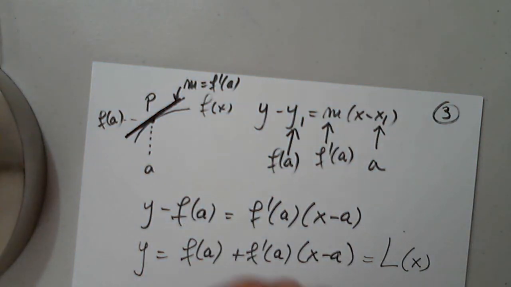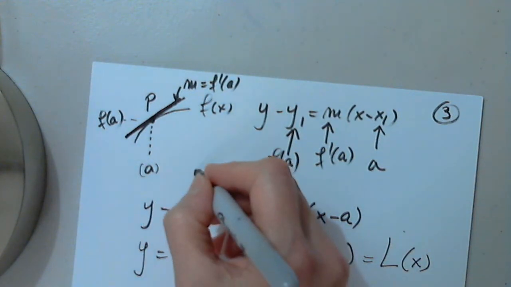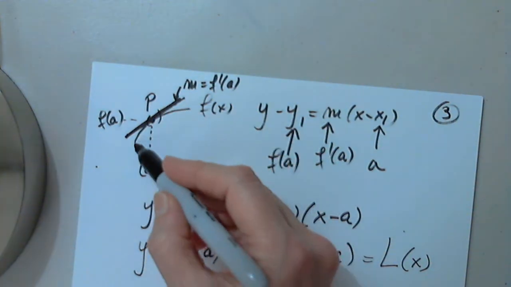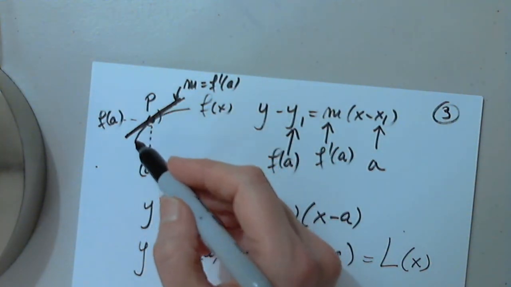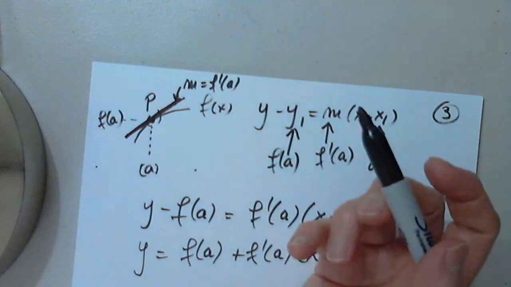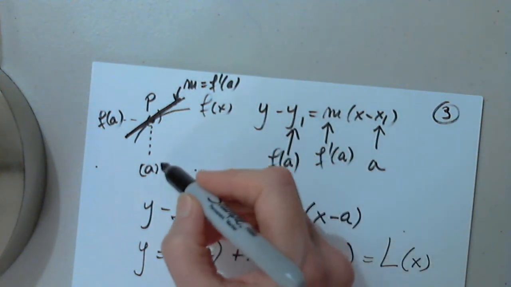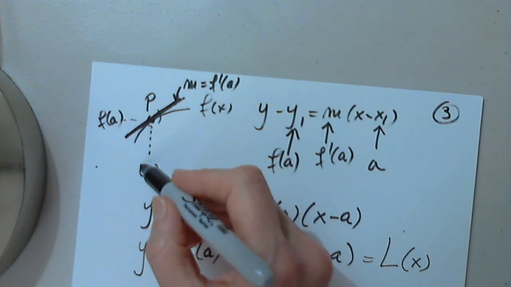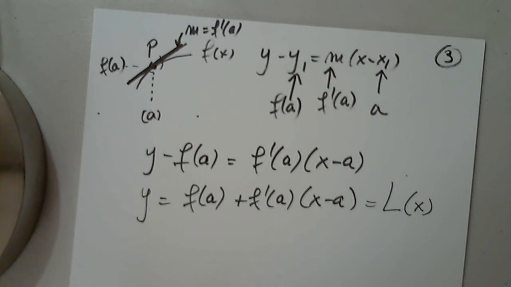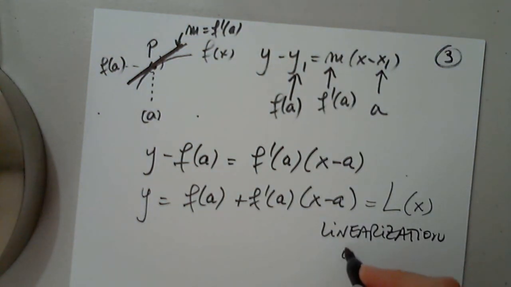And why is it so important? Because near a, I'm not saying here or here, I'm saying near a, instead of using the function to evaluate and get the exact value, I use the tangent line. Instead of plugging in a plus a little bit or a minus a little bit into the function, we can plug it into the linear function because the approximation will be very good. So this is what is called linearization of f of x near a.